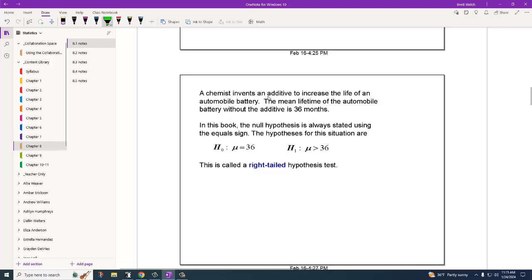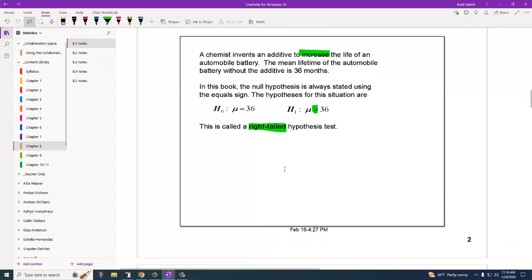Another example, a chemist invents an additive to increase the life of an automobile battery. The mean lifetime of an automobile battery without the additive is 36 months. So you can see that the null hypothesis is that mu is 36. We always do the null hypothesis as the equal sign. But he thinks it will increase the life of the battery, which means we're going to do the greater than, that it will be bigger now. And because that arrow is pointing to the right, this is a right-tailed test. If I did a less than problem, that less than would make it a left-tailed test.